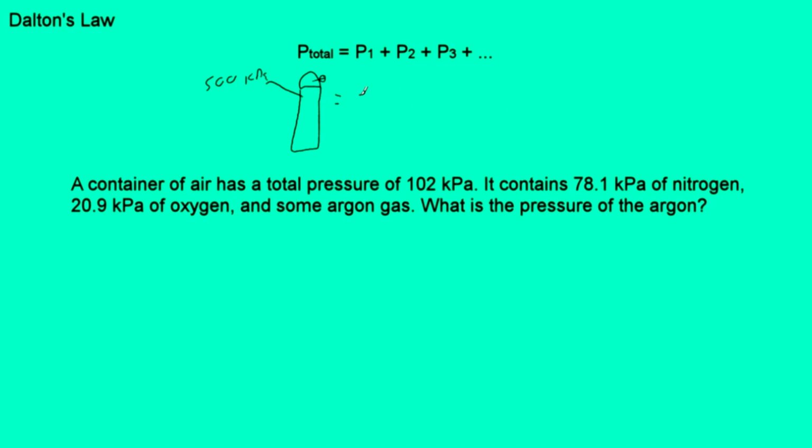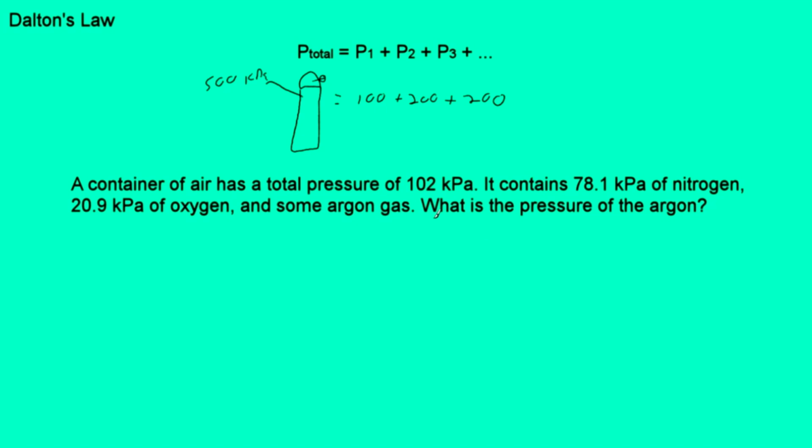Let's say gas number 1 has 100 kPa. Gas number 2 has 200 kPa. What do you suppose gas number 3 would have? This has to add up all to 500. So we have 300. The last one would be 200. 100, 200, 200, 500. If you add up all the parts, you get a total. Very simple. That's all Dalton's Law is about.